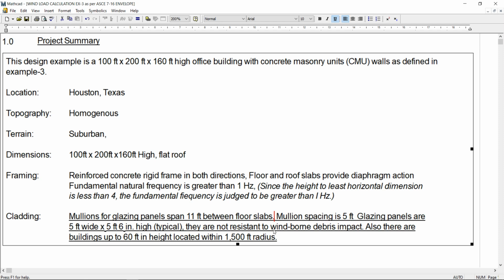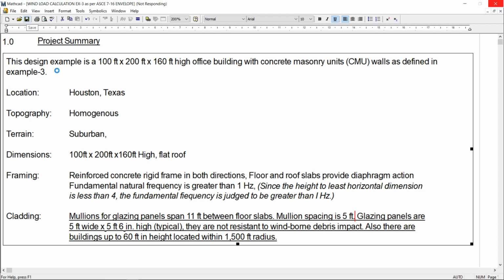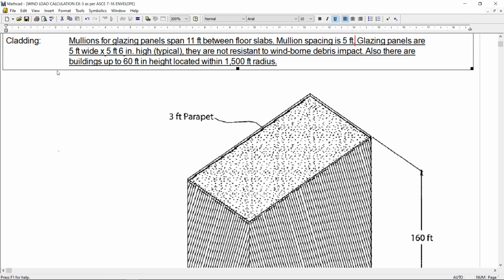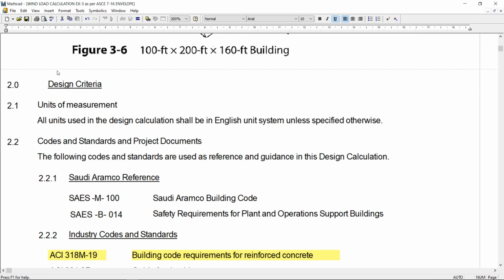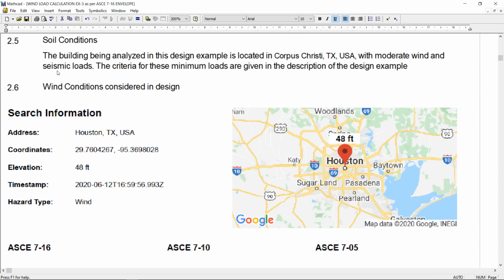They are not resistant to wind-borne debris impact. Also, there are buildings up to 60 feet in height located within 1500 feet radius. So based on all this information, we calculated the wind force on component and cladding. So let us go to that portion, component and cladding, and I'll show you how I have calculated the wind force on component and cladding.